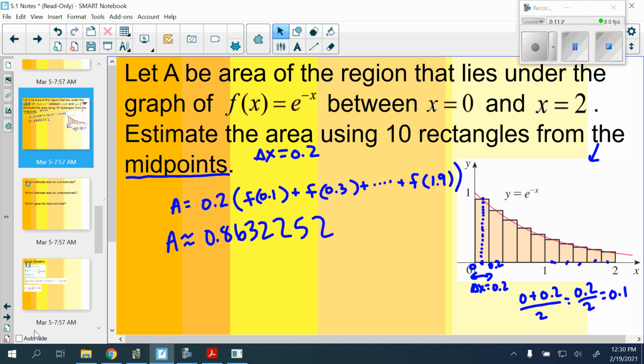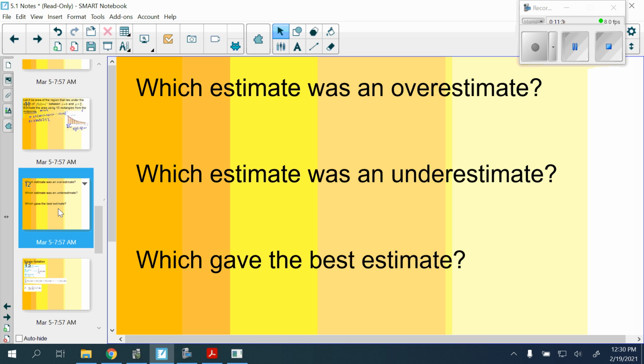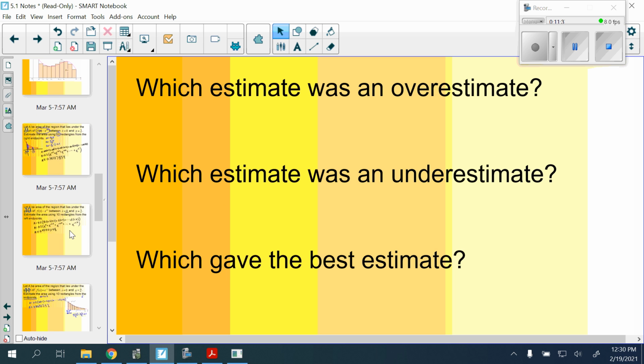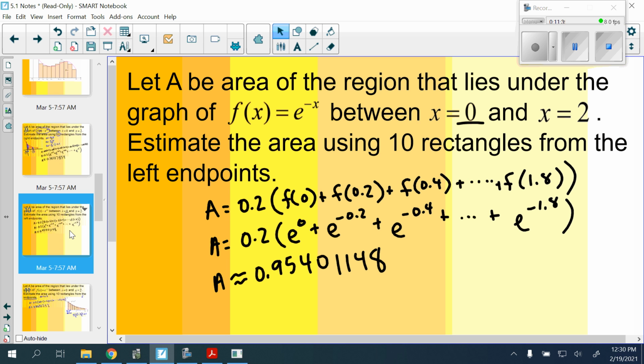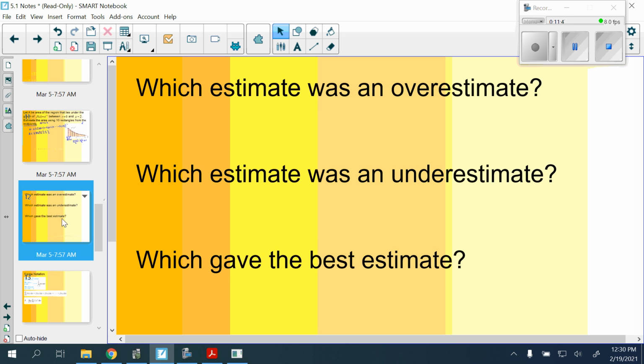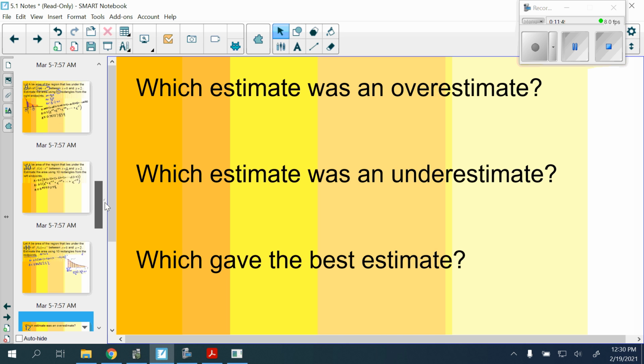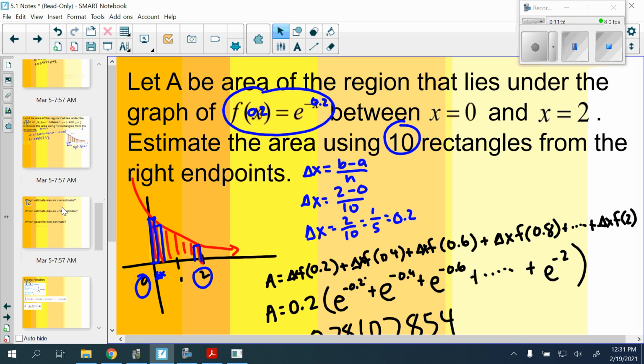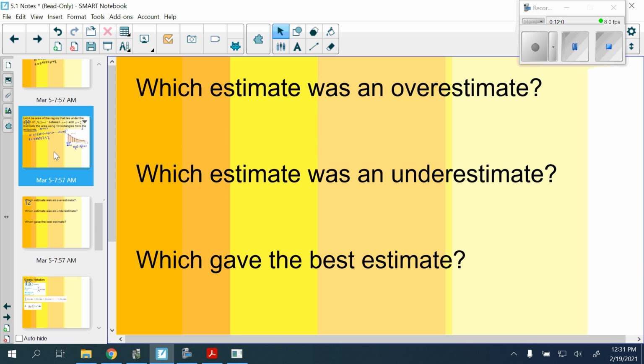So looking at some questions then, which estimate was an overestimate? I would say the bigger one that we got was using those left endpoints, because with a decreasing graph that went over. So left endpoints gave us that one. Which one was an underestimate? Definitely the first one we did with the right one, because those ones were going to be a little bit less. And then which one gave us our best estimate? Probably that midpoint one on the last one.